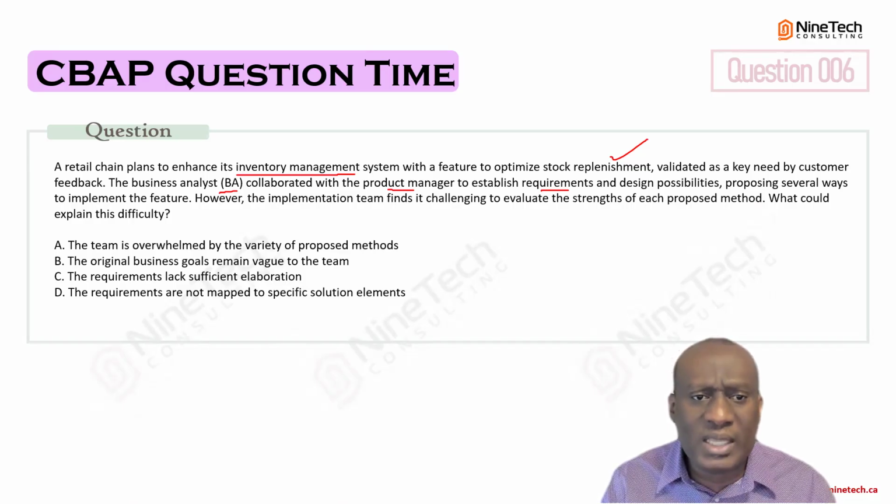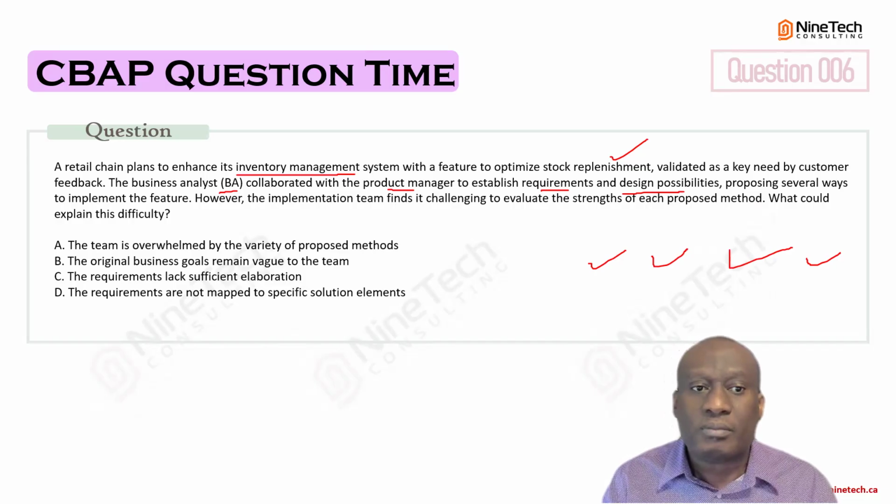Okay, so we have the BA collaborating with the product manager to establish requirements and design possibilities, proposing several ways to implement. So we have several solution options based on the requirements. And the implementation team finds it challenging to evaluate the strength of each proposed method. What could explain this difficulty? So let's look at the options. Option A, the team is overwhelmed by the variety of proposed methods. I don't think so, but let's just put that in the parking lot.